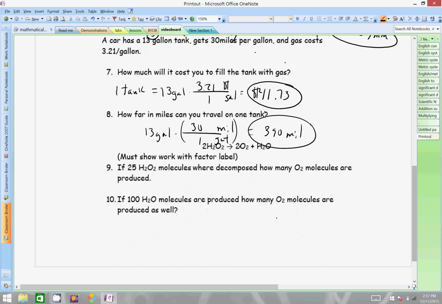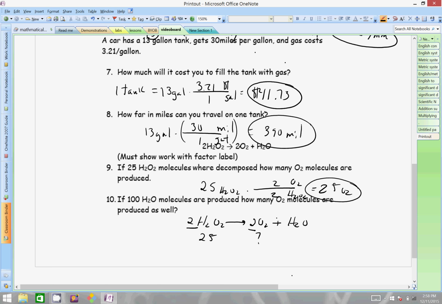Next we have, if 25 molecules of H2O2 are to be decomposed, how many O2 molecules are produced? So in this reaction here, I have 2 H2O2 goes to 2 H2O plus O2. Get 25 molecules, and it wants to know how many O2s. It's a 2 to 1 ratio. 25 H2O2s. Get rid of the H2O2 and go to the O2. Answer is 25 O2s.